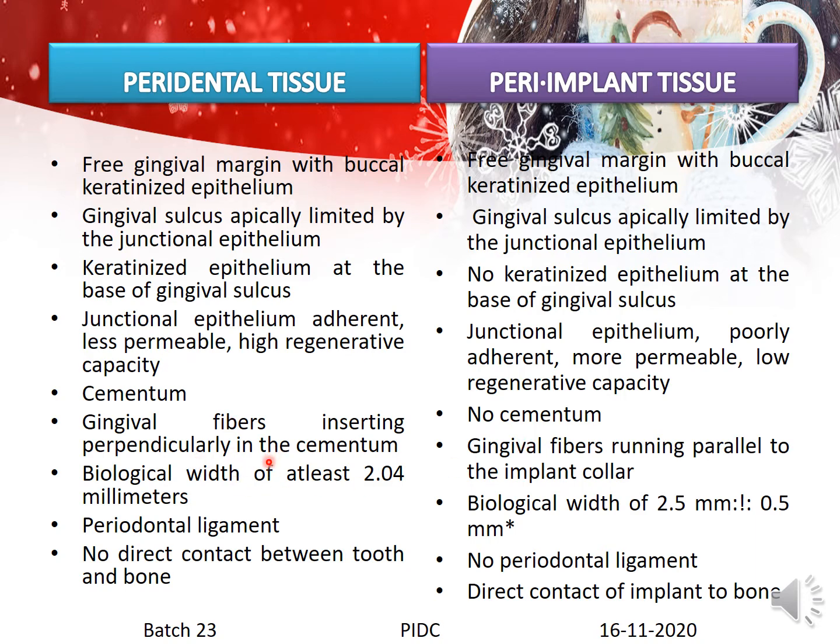Biological width is around 2.04 mm. Here the biological width is around 2.5 mm. There is periodontal ligament, there is no periodontal ligament, and there is no direct bone to tooth contact, whereas here there is a direct implant to bone contact. In other terms, there should be a proper osseointegration present if the peri-implant tissue is to be good.